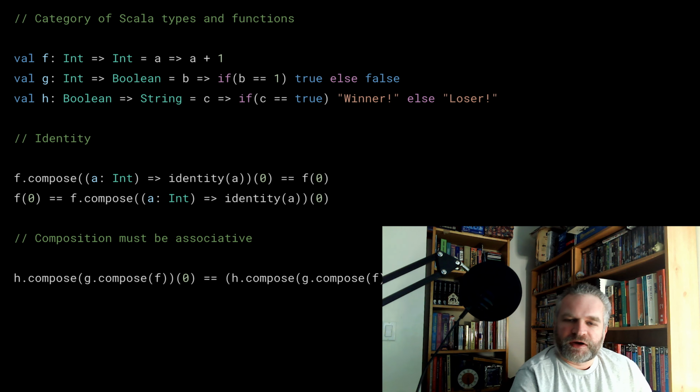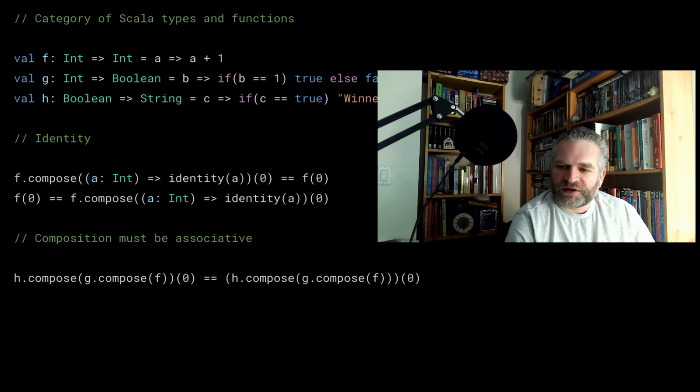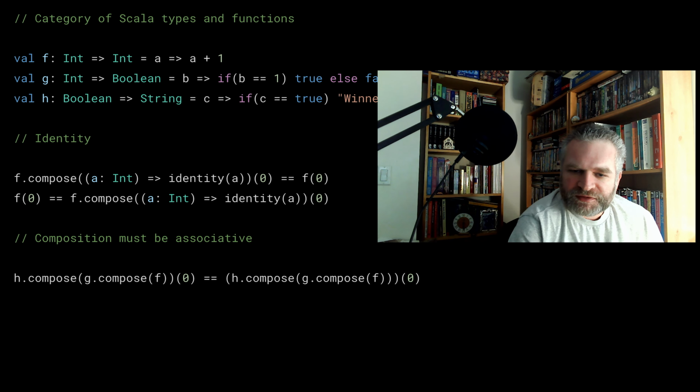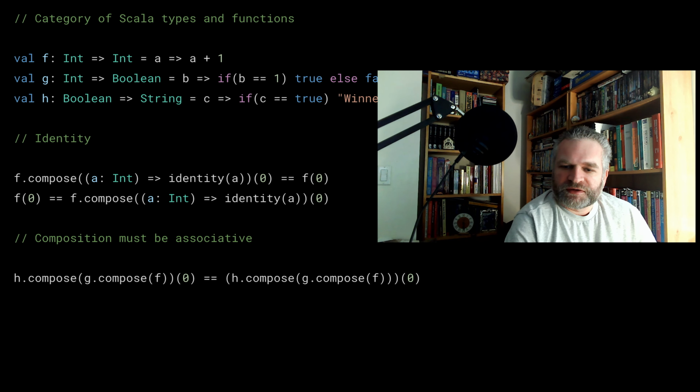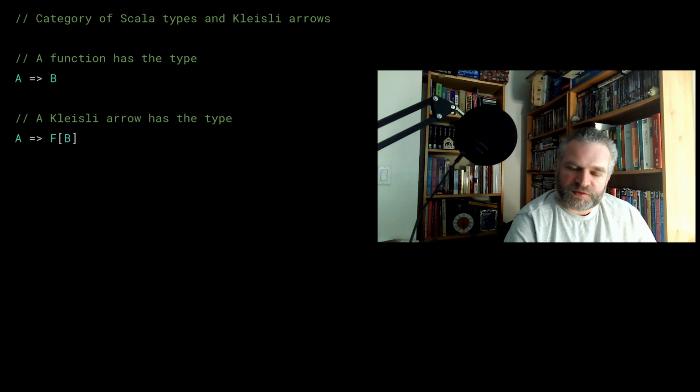The next thing we've got is composition has to be associative. So we talked about it being associative. What that means in this case is that composing h with the composition of f has to be the same as composing h with the composition of g and f. So these two concepts of identity and composition, they're going to be very important when it comes to deriving what a monad does.